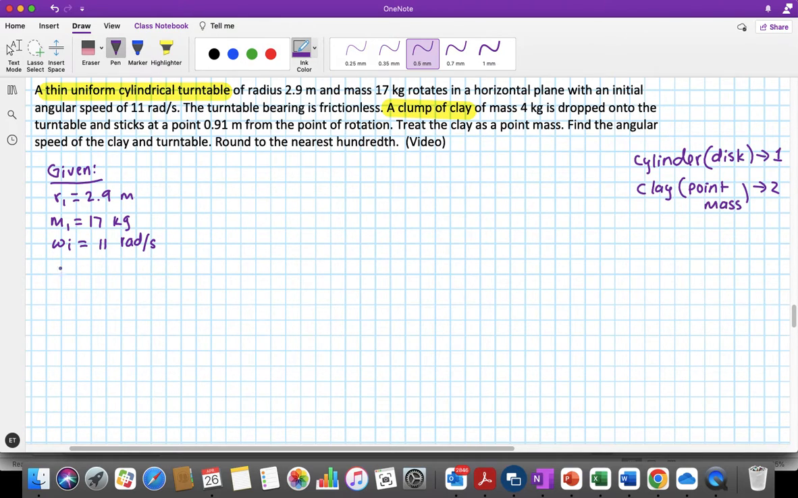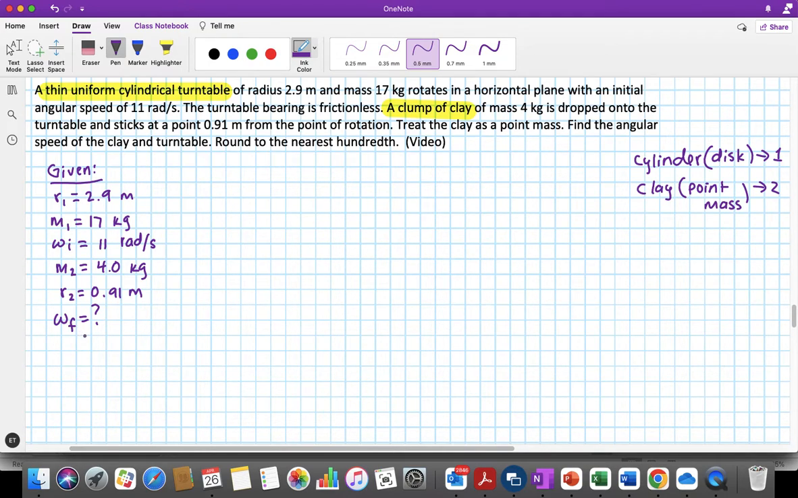Now we have information about the clay. So we have a mass, that'll be mass 2, of 4 kilograms. And then it sticks at a point of 0.91 meters from the center. So that is another radius, R2, 0.91 meters. And we have to find the angular speed of both the clay and the cylinder or turntable. So that is simply the final angular speed, because they're going to be rotating at the same rate. This omega final applies for both.